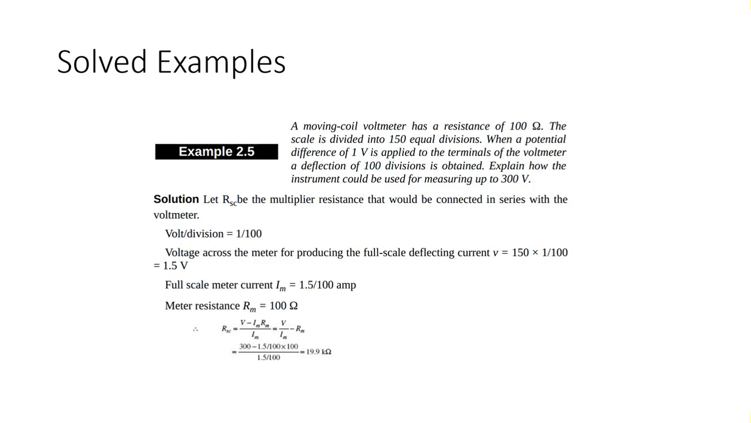In 100 divisions it measures 1 volt. So 1 volt in 100 divisions. Now explain how the instrument can be used for measuring up to 300 volts. So volts per division is actually 1 divided by 100, or 0.01 volt for 1 division.